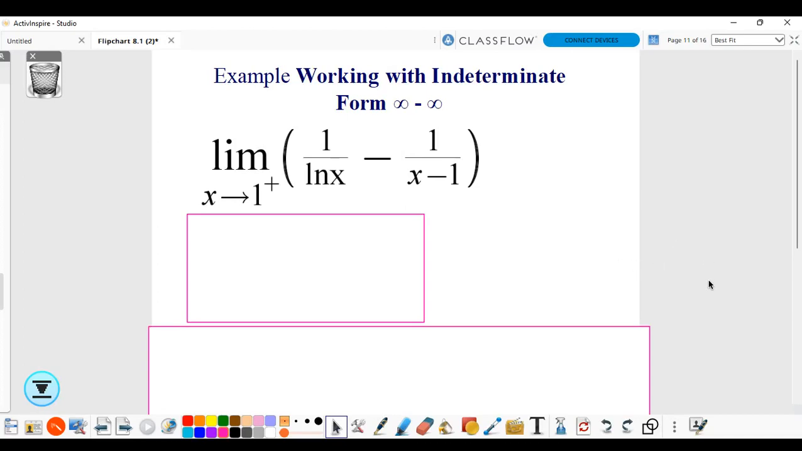Welcome to day 2 of L'Hopital's. Here are different kinds of indeterminate forms today.